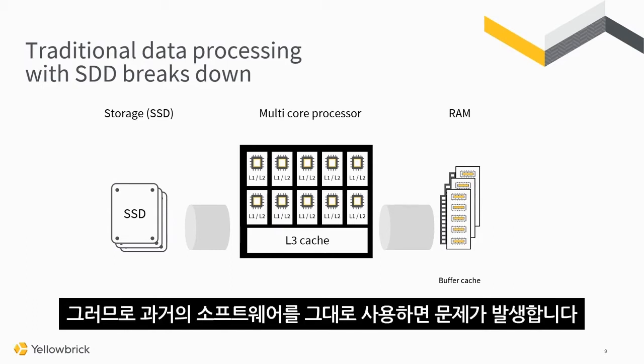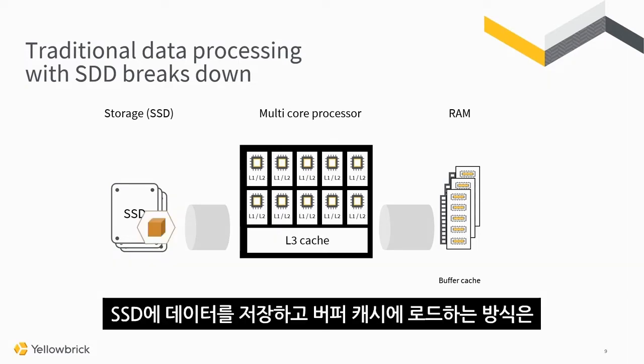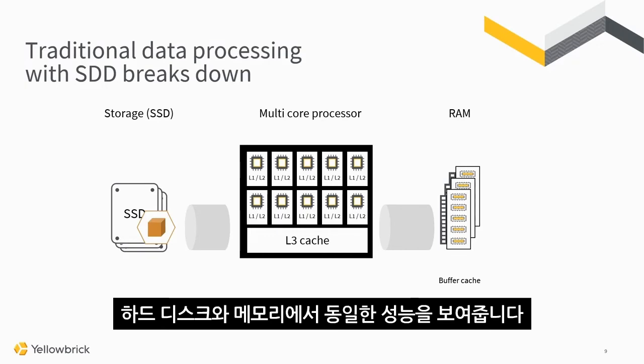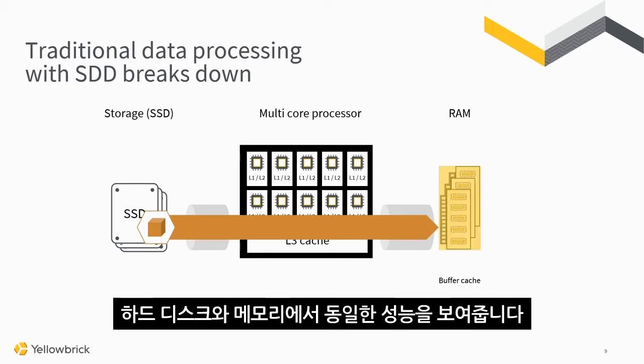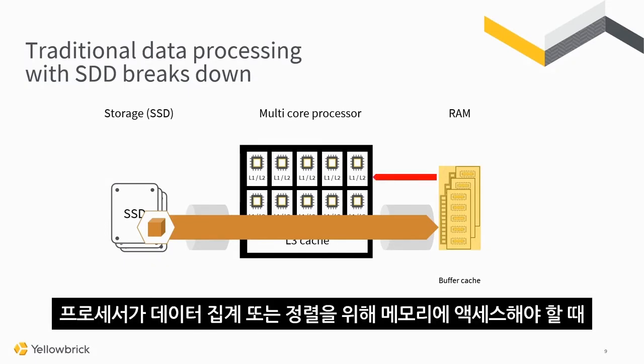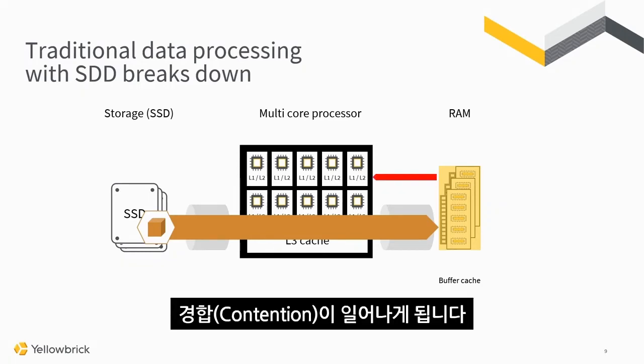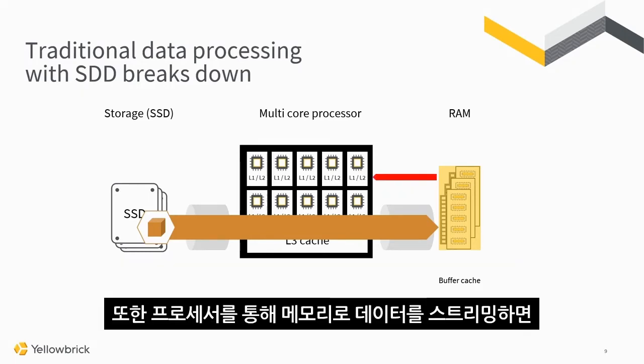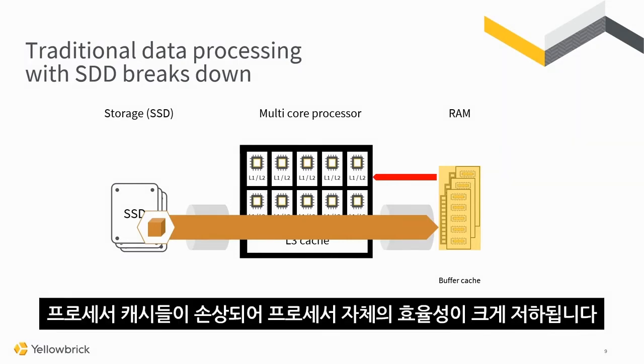If your software was written for the old paradigm, this is what happens. You end up storing the data in those large blocks on the SSDs, which isn't necessarily advantageous for that flash media. Then the data is loaded into the buffer cache. And you'll notice now that we're streaming data at almost the same rate across both buses into that same buffer cache. And there's so much data now flowing into that buffer cache that there's contention when the processor needs to access memory to process data for something like an aggregate or a sort. Also, the streaming of data through the processor into memory throws out any kind of processor caches, which drastically decreases the efficiency of the processor itself.